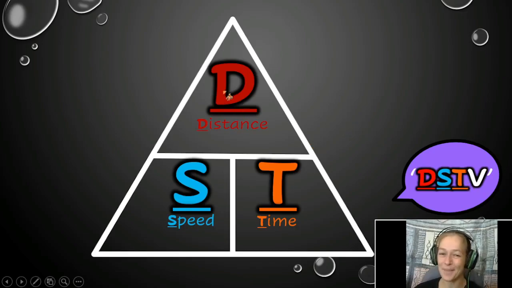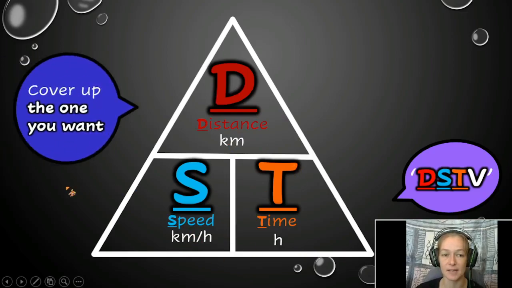Anyway, the D is on top, DST, and it's going to be distance. We measure it in kilometers, sometimes in meters, time in hours or seconds, and speed obviously needs to relate to the quantities you're using in your particular problem. So if we had meters and seconds, of course your speed would be meters per second.